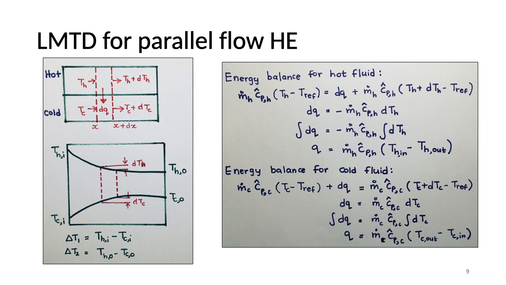By integrating this formula, we come up with this final form as Q equal to m dot h Cph times Th in minus Th out. Next, we apply the same procedure for the cold fluid. So we get the equation that Q is equal to m dot c Cpc times Tc out minus Tc in.